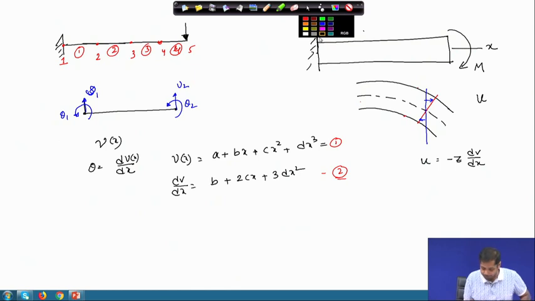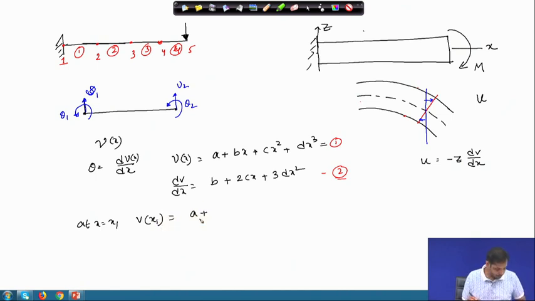So, at x is equal to x1 we have v of x1 equal to a plus, and so on. Now, let us do one simplification. Instead of x1 and x2, suppose we just change the coordinate system so that our computation becomes easier. Suppose x1 is equal to 0 here and x2 is equal to L here, where L is the length of this element.